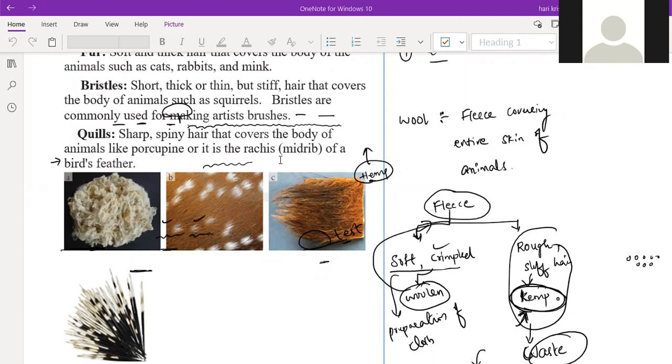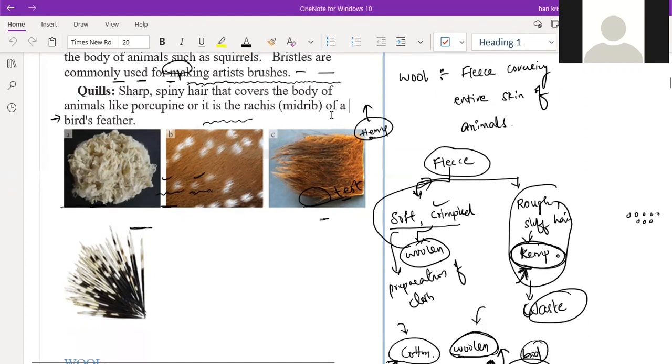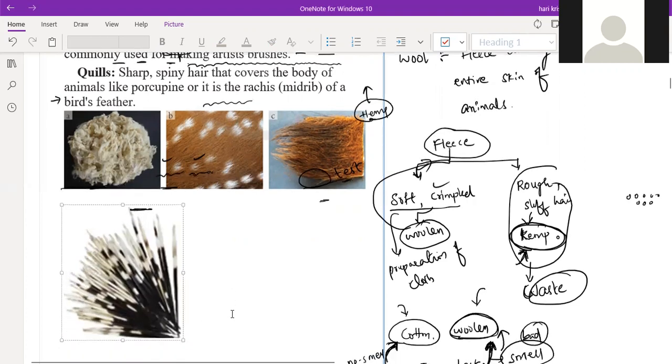So it is extremely dangerous. If you go and touch these, porcupine, it will have very sharp hair. Danger. Sharp, spiny hair that covers the body. And the hedgehog also has spines. Okay, good.